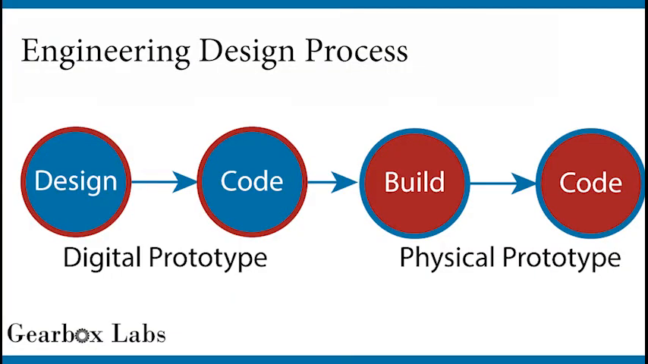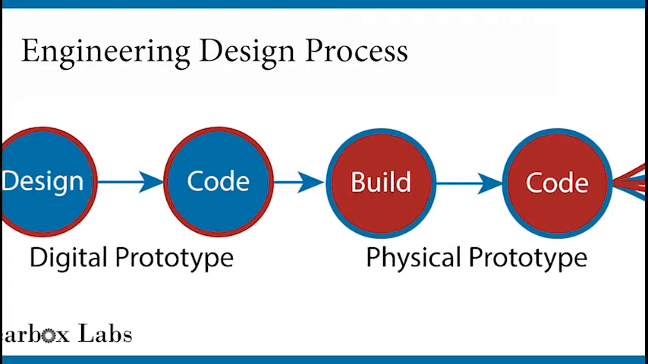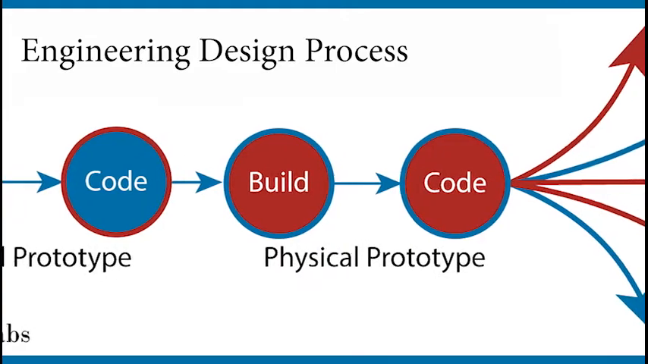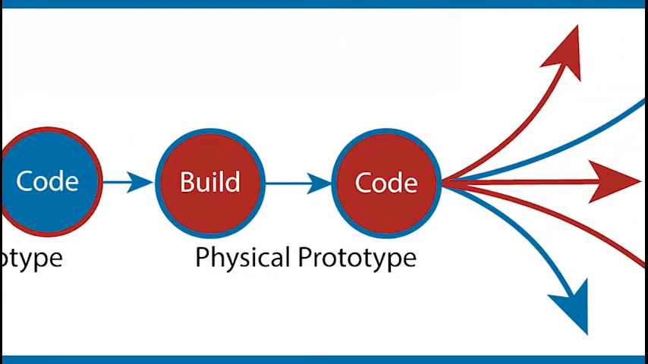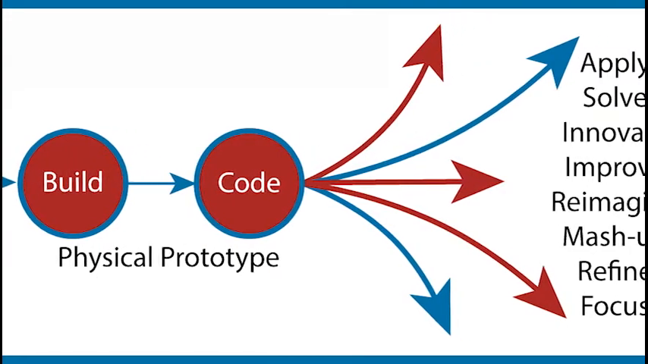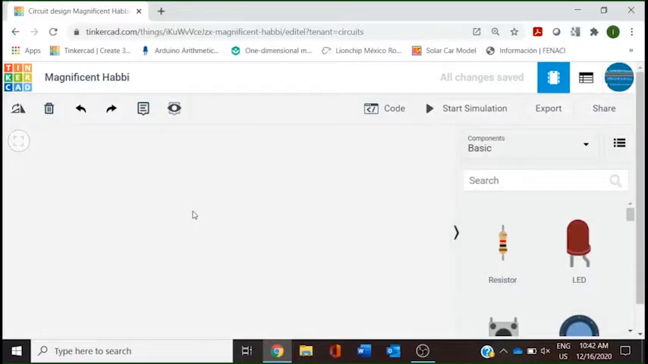What we are going to see in this video is the engineering design process we use in our curriculum, starting with the design and coding of a digital prototype, and then progressing to building and coding the physical prototype. This foundation in a problem-based learning approach teaches students the essential skills to innovate and solve real-world problems. Today we are working with a digital design for building a video game.